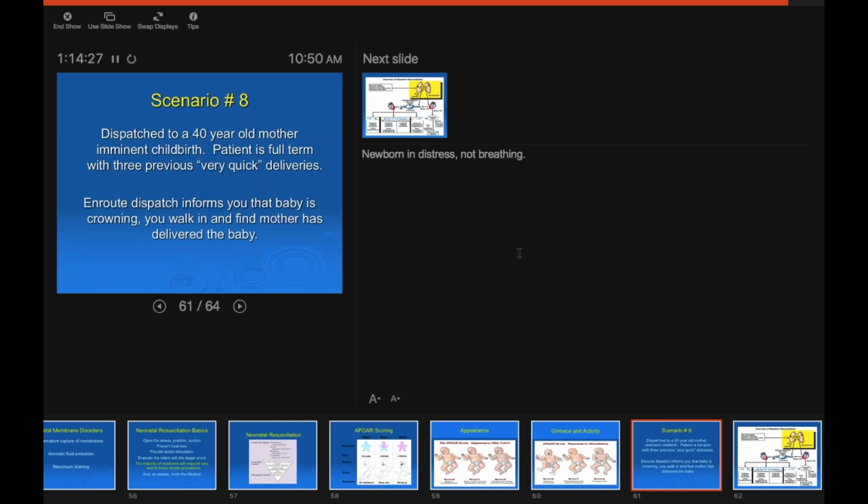And this is the last scenario. So you guys are working this one here together. You're dispatched to a 40-year-old mother, infant childbirth. Patient is full term with 3 previous very quick deliveries. En route, dispatch informs you that the baby is crowning. As you walk in, you find the mother has already delivered the baby. What are we going to do?